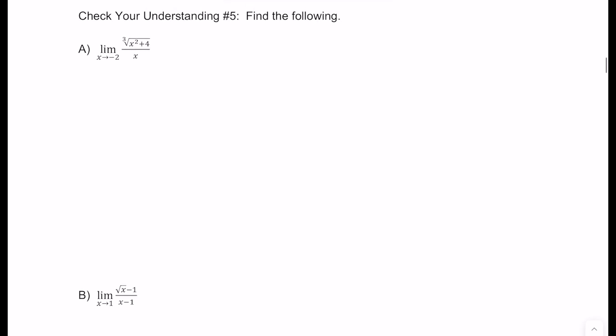So you can pause the video and practice these next few problems, and then you can unpause when you're ready to move on to the next example.